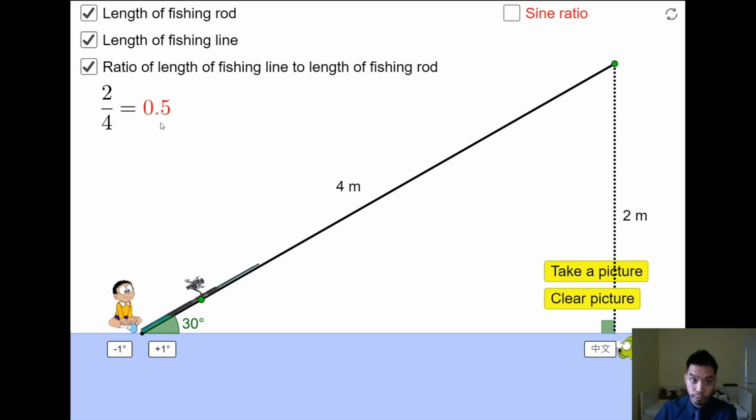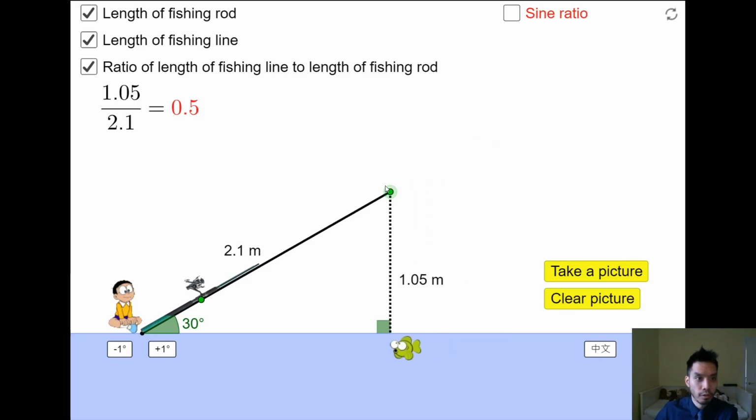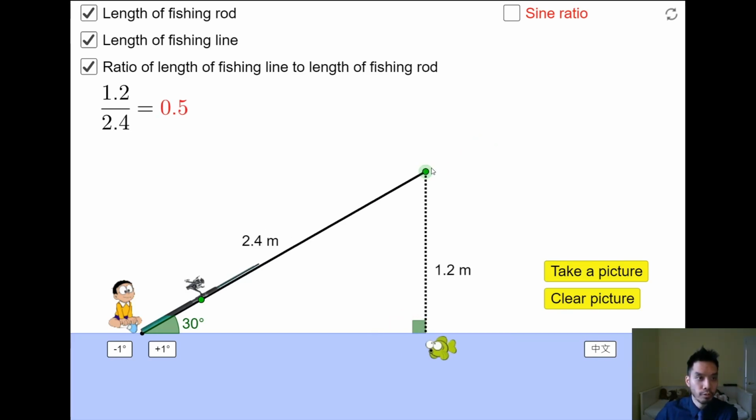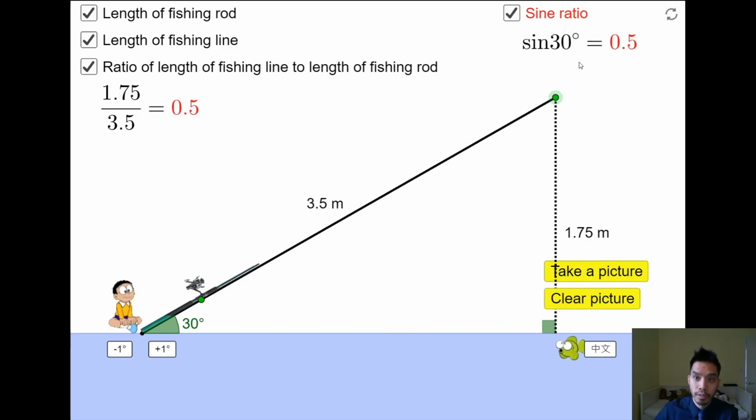The ratio is what we're looking for. How many times bigger or smaller is the opposite than the hypotenuse? It's half all the time, no matter what happens. Right? It's always 0.5. Okay? So this is what this means.